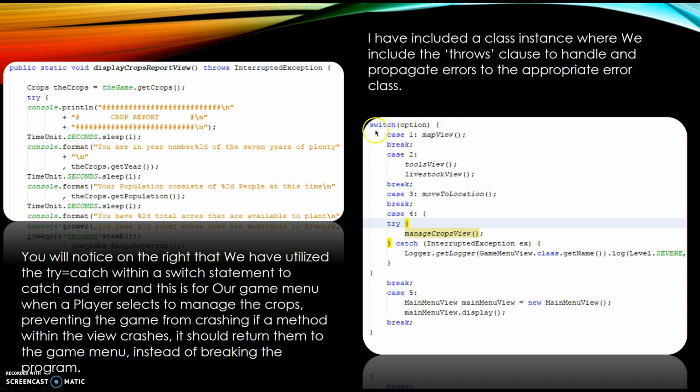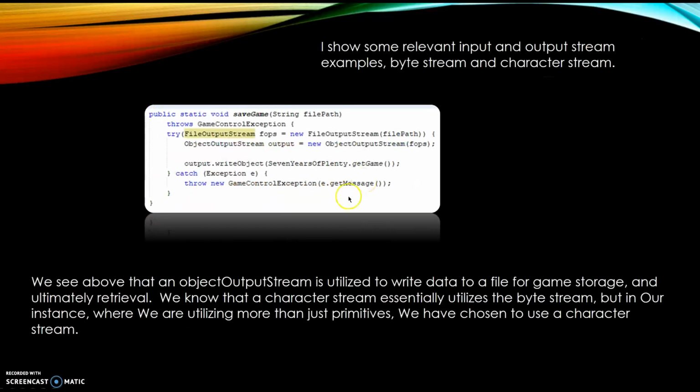On the right, you'll see it's within a switch statement where there's several cases, and within the managing crops view, it's going to try that block of code, which is fairly extensive. Manage crops view handles all the crop stuff. If there is an interrupted exception within those, such as the display crops report view, then it will throw this exception, and it would catch that here. So our game wouldn't crash, it would throw an exception that is appropriate, and then the message that we had for that particular error would be thrown. So the user would be able to see more accurately what is going on.